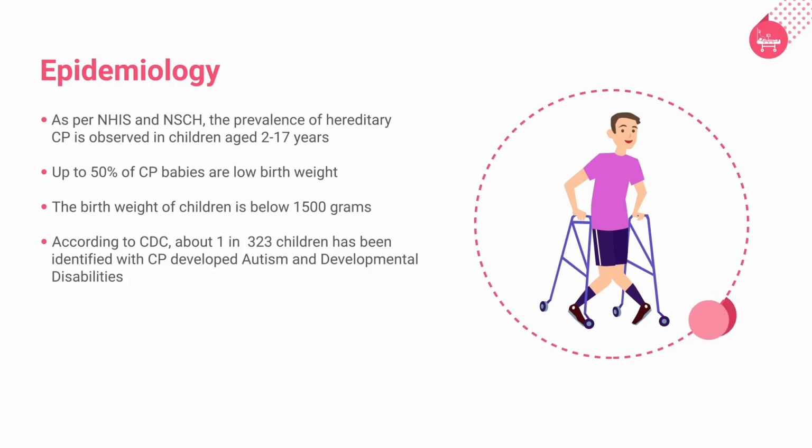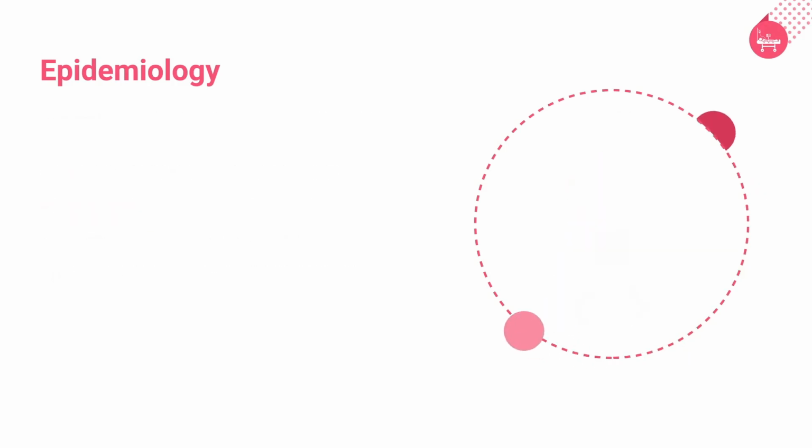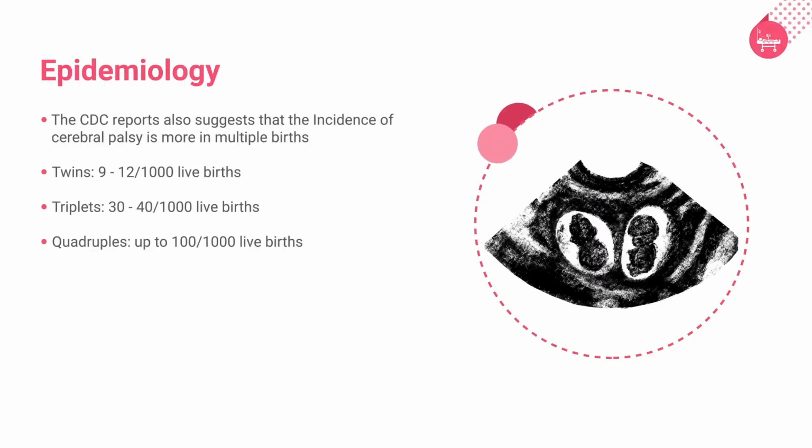Up to 50% of CP babies are low birth weight. The birth weight of these children is below 1,500 grams, according to the CDC. About 1 in 323 children has been identified with CP, developed autism, and developmental disabilities. Apart from the above statistical standards, CDC reports also suggest that the incidence of cerebral palsy is more in multiple births, that is, the prevalence among twins is 9 to 12 per 1,000 live births. In triplets, it is 30 to 40 per 1,000 live births. In quadruplets, up to 100 per 1,000 live births.